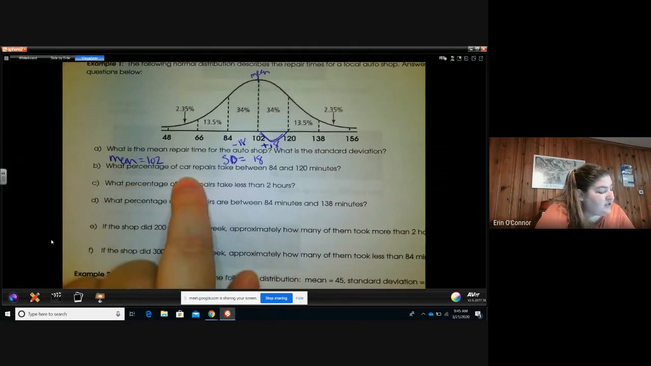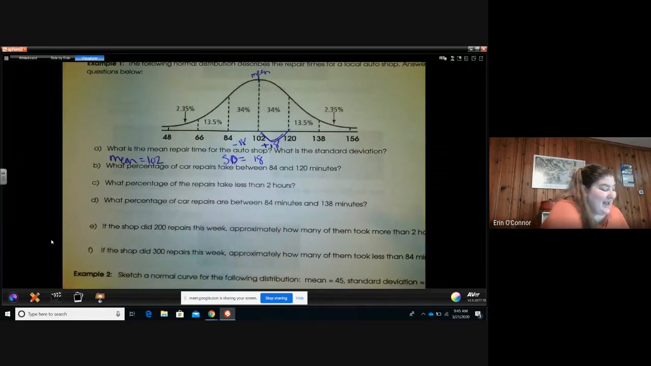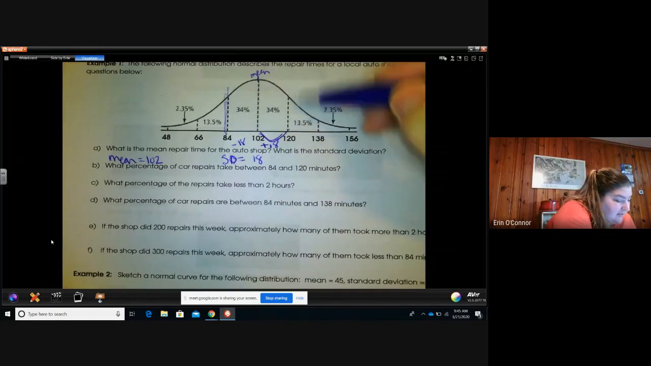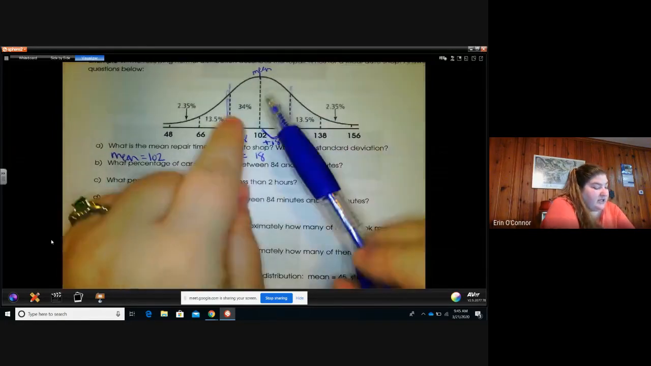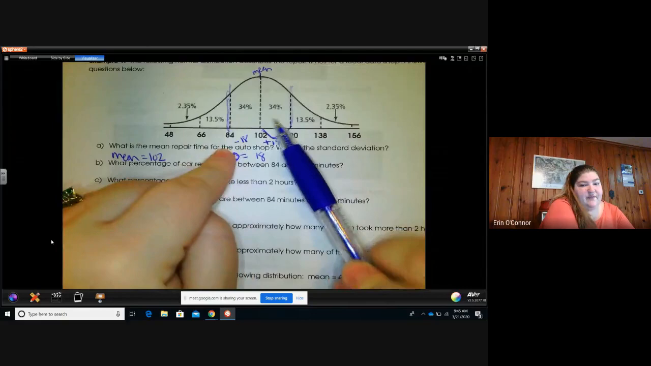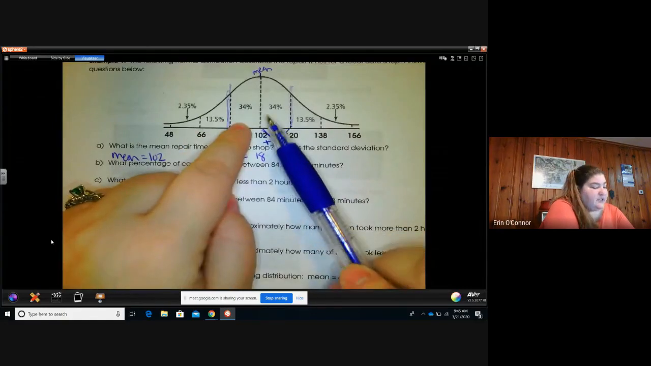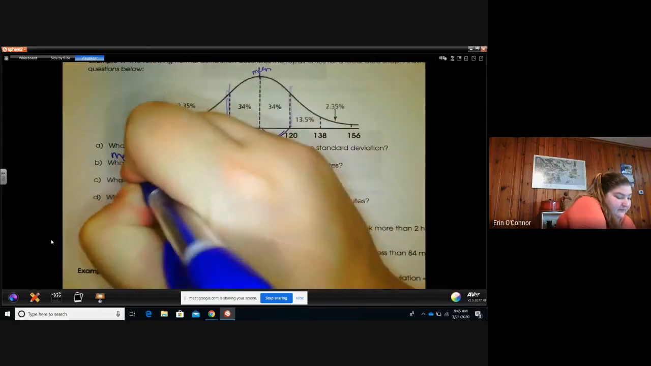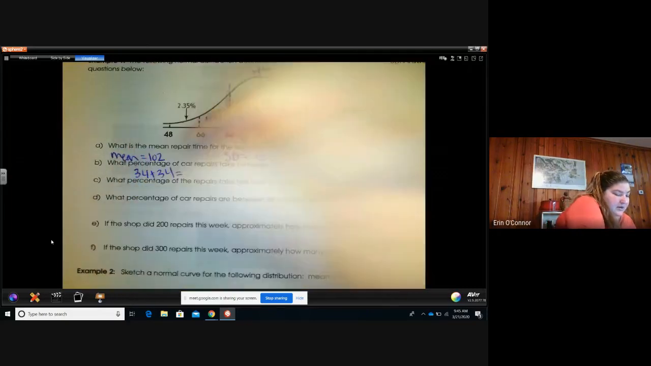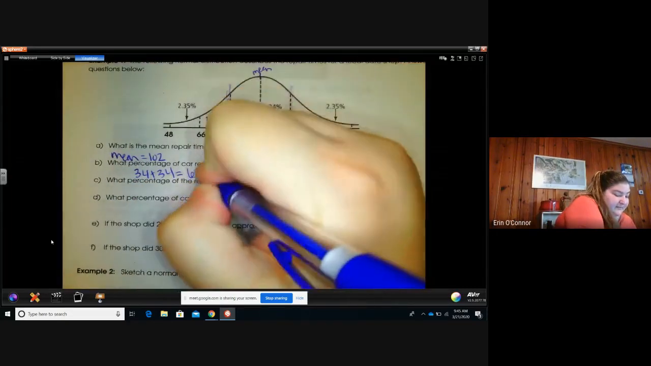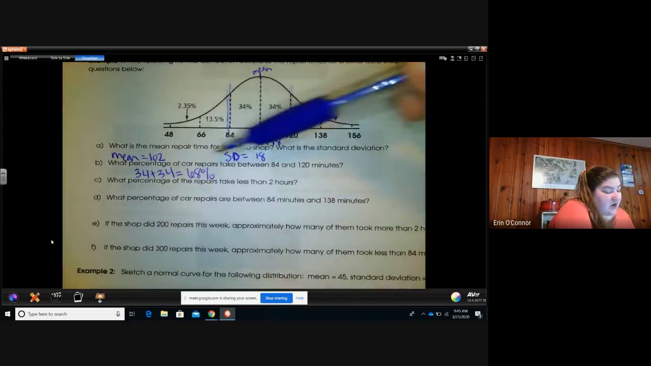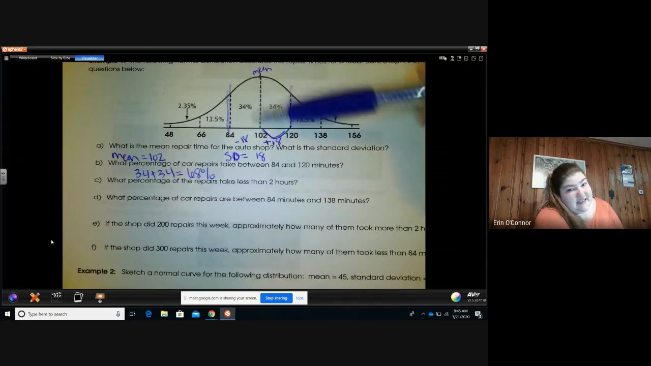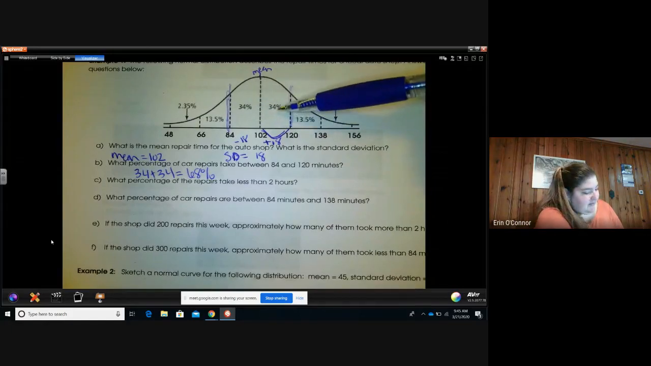Now, what percentage of car repairs take between 84 and 120 minutes? Well, let's look at the percentages between 84 and 120. It's 34% and 34%. So what we're going to do is add those up, and you're going to get 68%. So the percentage of car repairs that take between 84 minutes and 120 minutes is 68% of the car repairs.